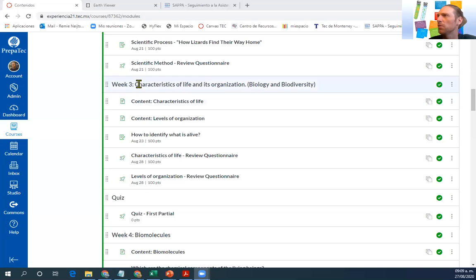Let me share my screen in Canvas. So we are in week 3, characteristics of life and its organization. Today we're going to see levels of organization. It's really simple. In fact, it will only take like 10 minutes of explanation. How do we identify life? I changed this activity that you have to hand in. I changed it to 23 of August. That's wrong. Yeah, I changed the date. You should hand this in on Sunday evening, okay?